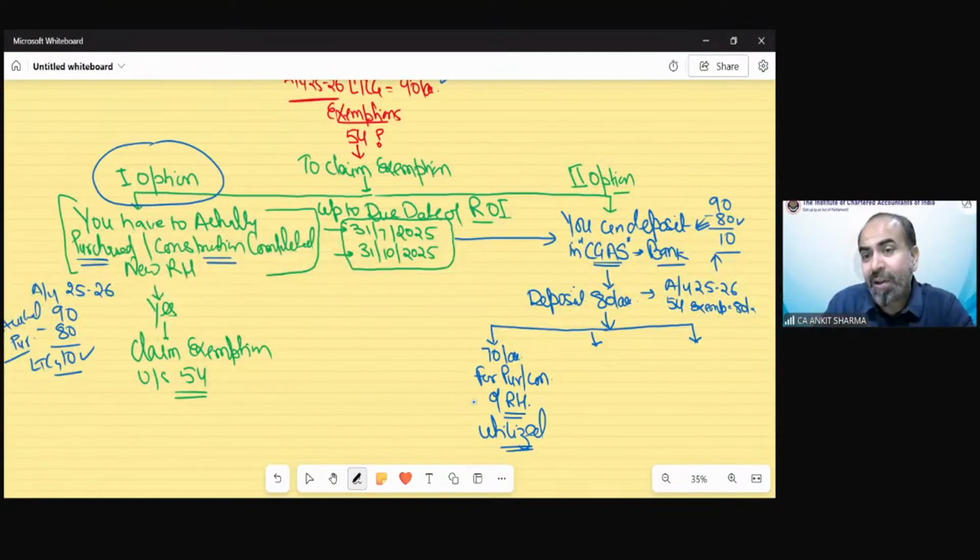The balance is 10 lakh rupees. Suppose out of that 10 lakh, he utilized 6 lakh rupees for the purchase of a car. So that's called misutilization.